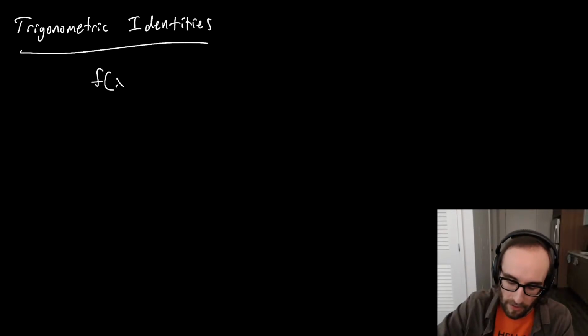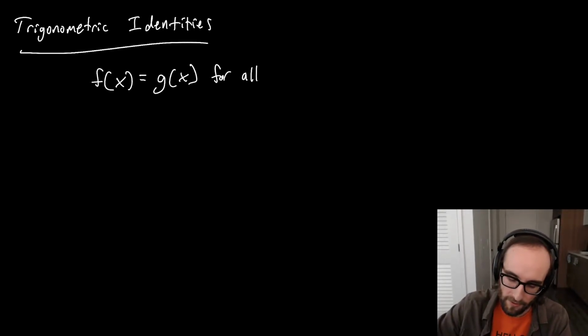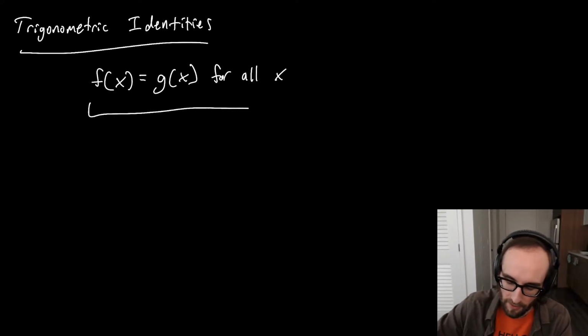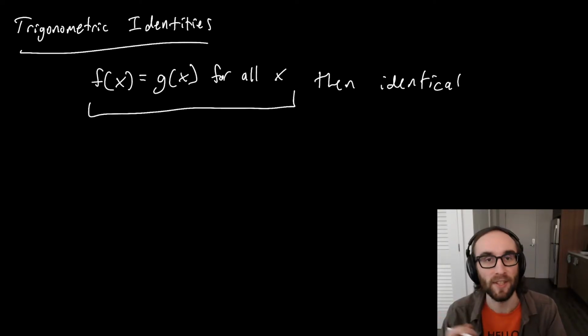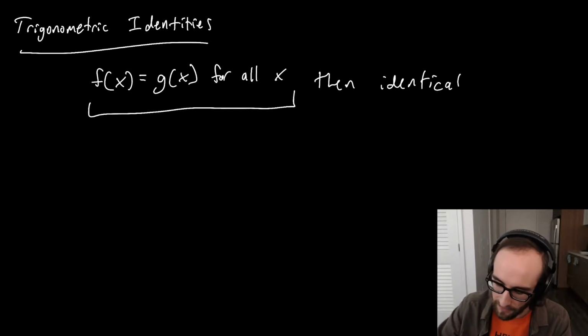Okay, so to start off, we're looking at trigonometric identities, and we can say that two functions, f of x and g of x, are identically equal if they are equal for all x, where x is defined for those functions. So if these are equal for all x, then we would call them identically equal, or sometimes we shorten it and just say it's an identity.